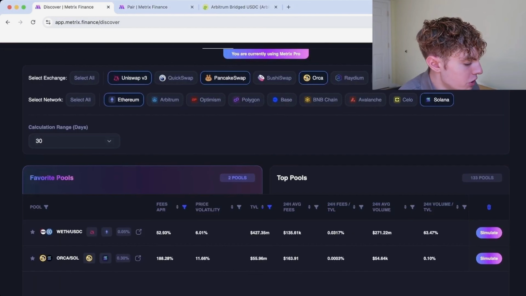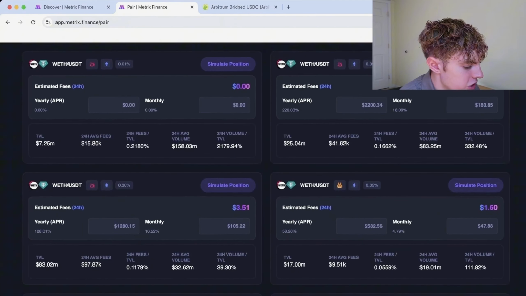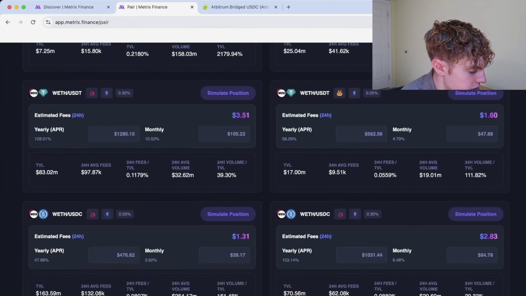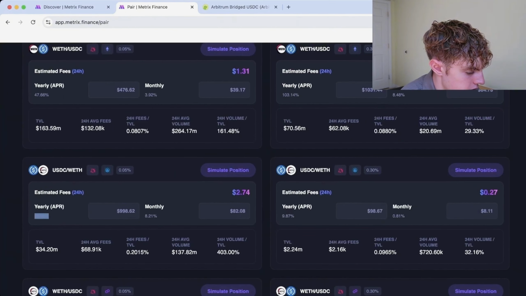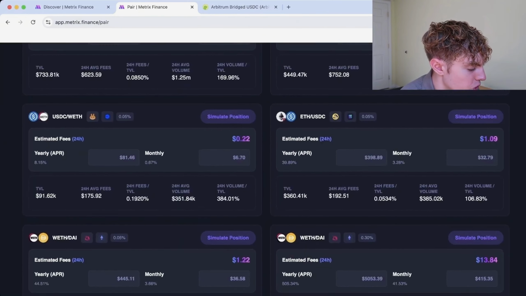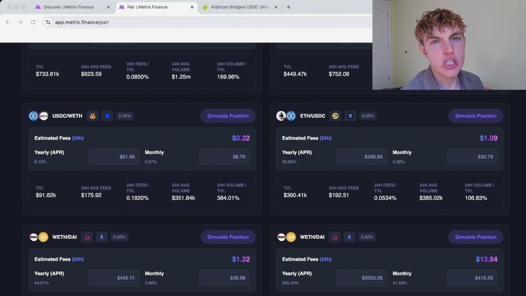So if we take a look at what we saw over on the Discover page for the 30-day calculation range, about 52 or 53% on average. But if we take a look at some of these other ones, we got 58% right here, 103%, 47%, let's see, 99%, scroll down, 50%, 51%. You can just keep scrolling and checking these out. And remember, there are risks associated with liquidity mining and all this concentrated liquidity investing, so make sure you understand your risks fully before you deploy any capital.